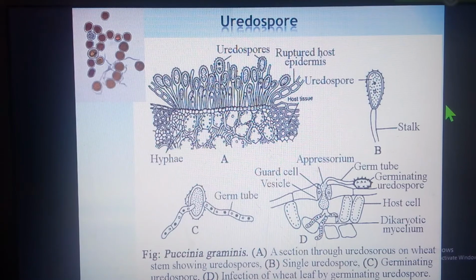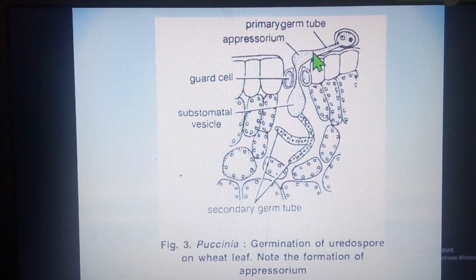Now what happened here, this is the same figure which shows this appressorium, the guard cell, and how this germinating spore will pierce down into the lower epidermis, and it will start to form the secondary germ tube, the dikaryotic mycelium.